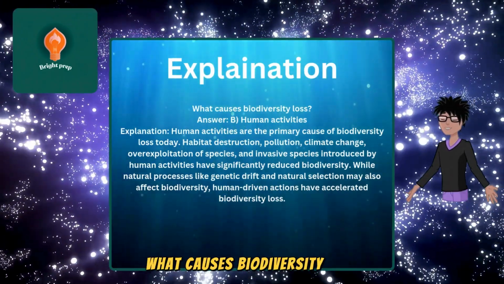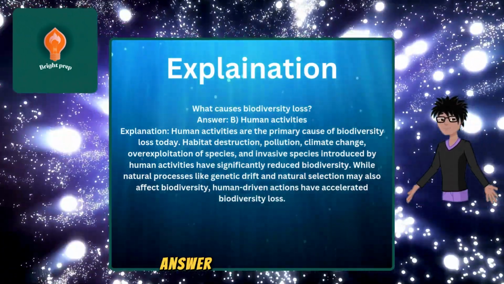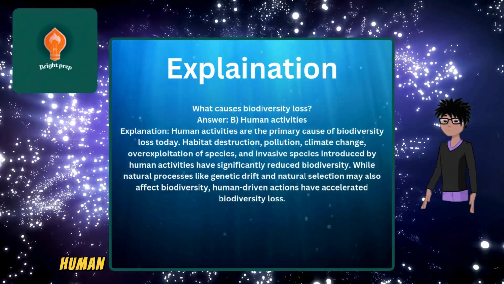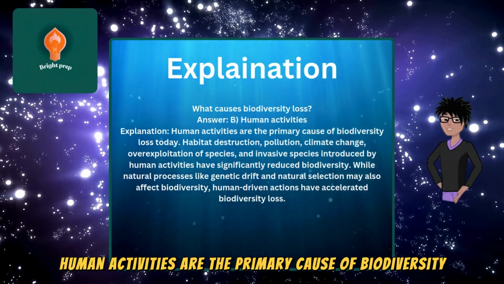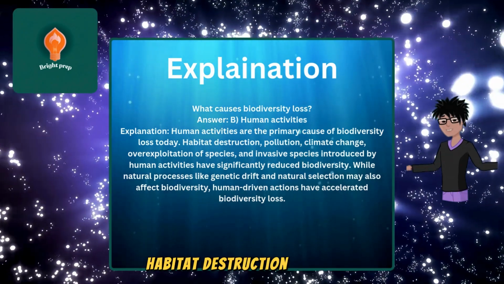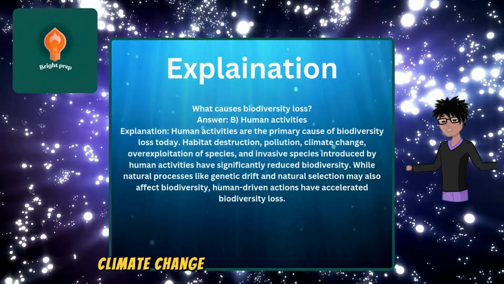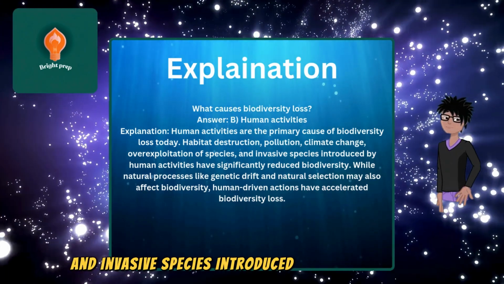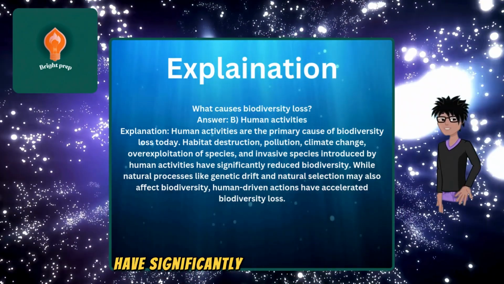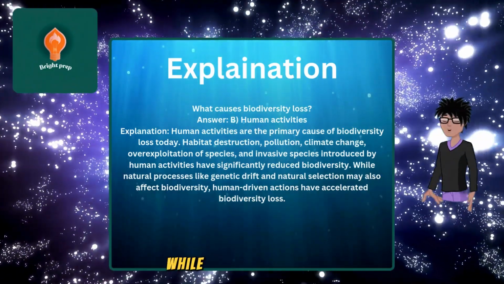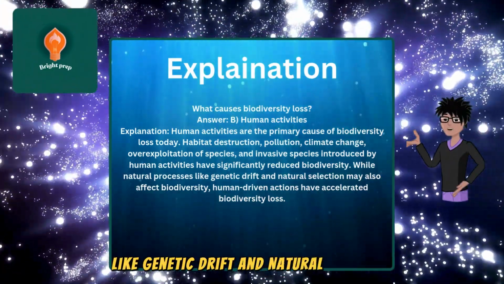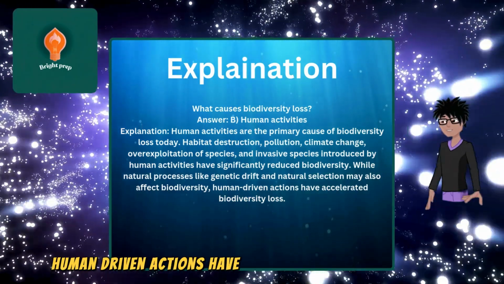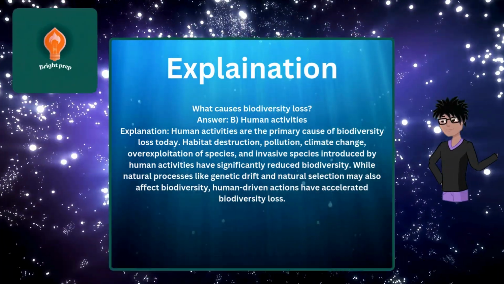What causes biodiversity loss? Answer B. Human activities. Explanation. Human activities are the primary cause of biodiversity loss today. Habitat destruction, pollution, climate change, overexploitation of species, and invasive species introduced by human activities have significantly reduced biodiversity. While natural processes like genetic drift and natural selection may also affect biodiversity, human-driven actions have accelerated biodiversity loss.